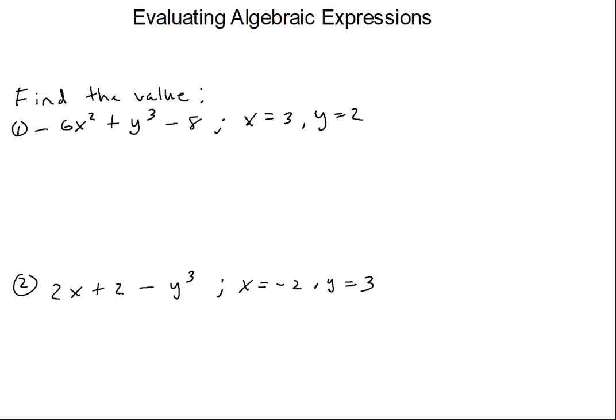I have two questions prepared here so that we can go ahead and evaluate and then simplify as much as possible. Alright, the first question is negative 6x squared plus y cubed minus 8. So I'm going to start by replacing the variables with the values. So that's going to be negative 6. I'm going to replace it with the parentheses. So that is going to be replaced with a 3. And the y is going to be replaced with a 2.